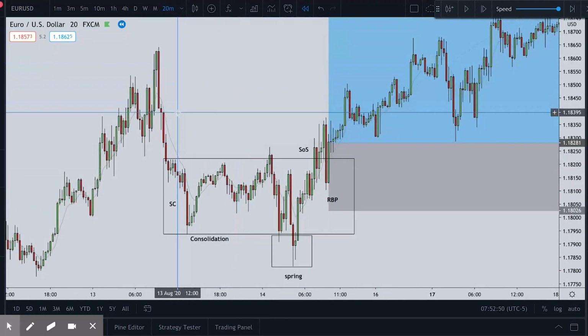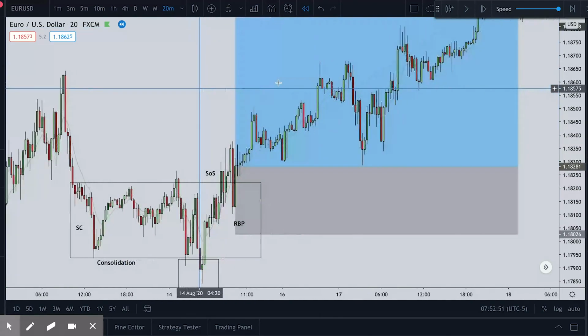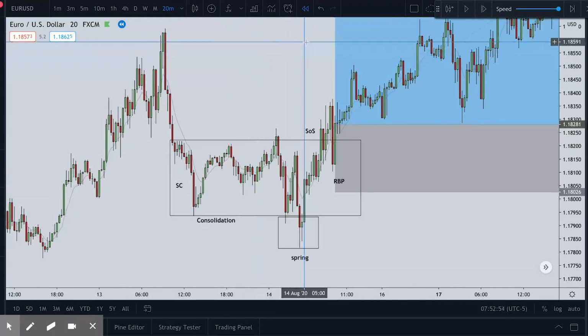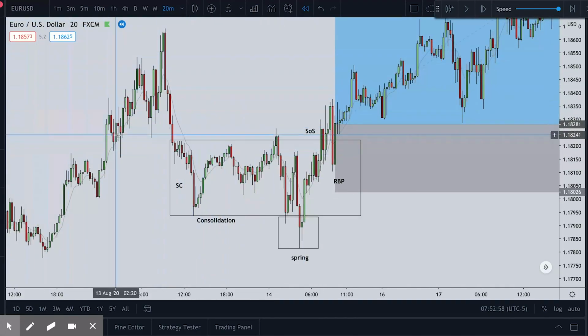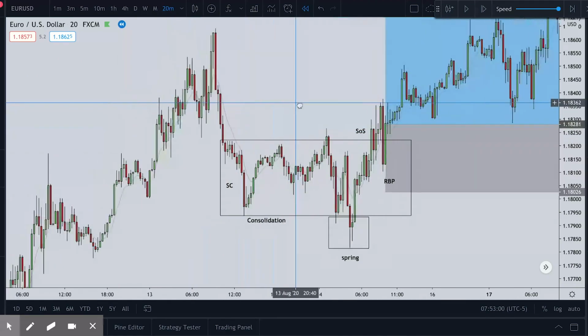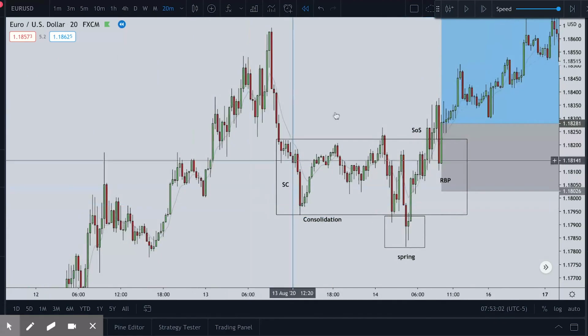Now, what I will do is quickly glide through the markets and show you a few examples of accumulation and distribution in real market scenarios, just to help you identify them a bit for yourself, so that when you dive into the markets, you're not completely lost, because these can be quite difficult to spot.